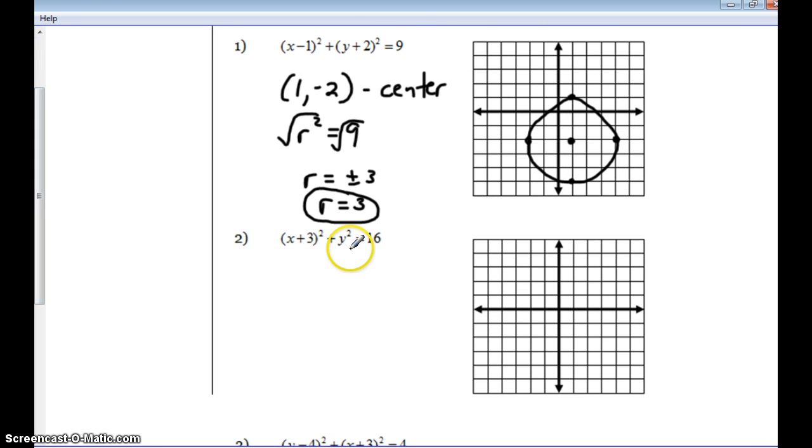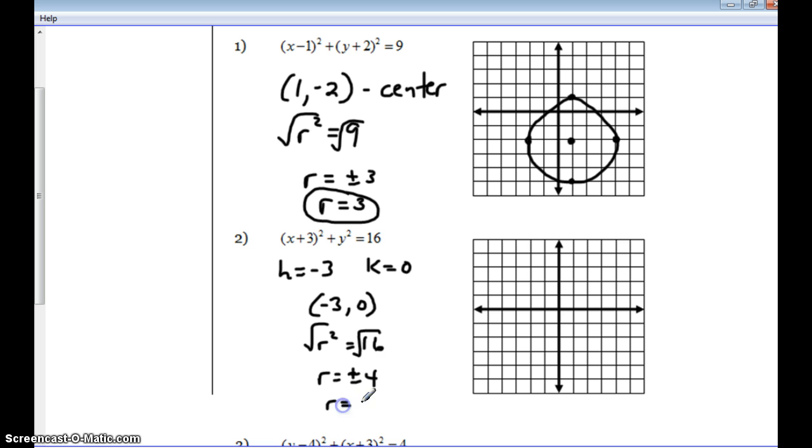For number 2, notice we do not have a k, so the only way you can have no k is if it is 0. Our center here would be -3, that would be our h, and our k would be 0. So our center for number 2 is (-3, 0), and our radius squared is 16. If we take the square root of both sides, our radius could be plus or minus 4, but the radius is always positive because it's a distance, so our radius is 4 units.